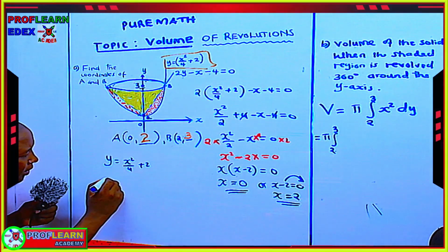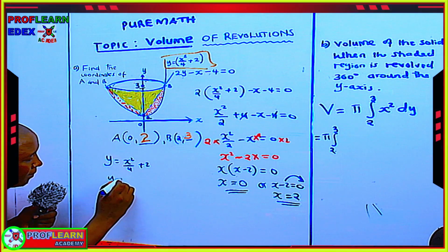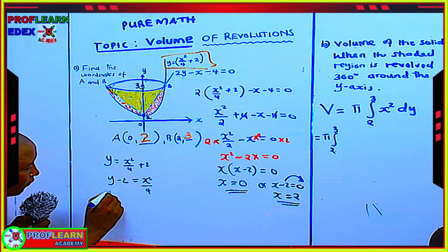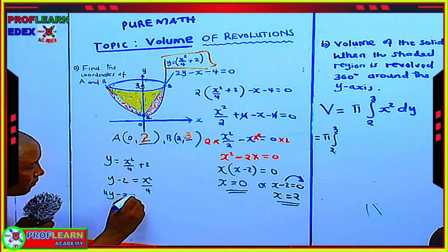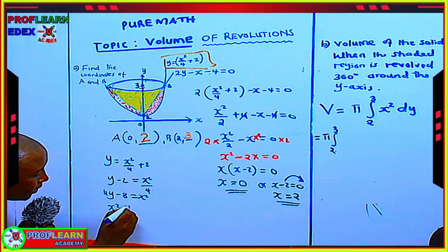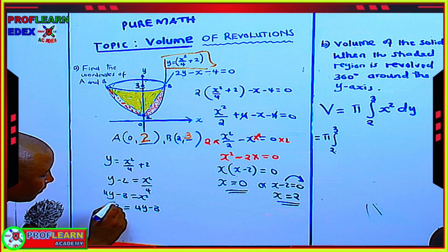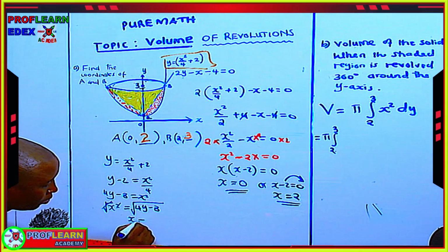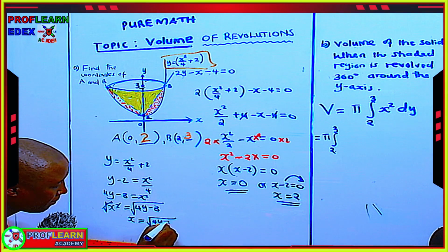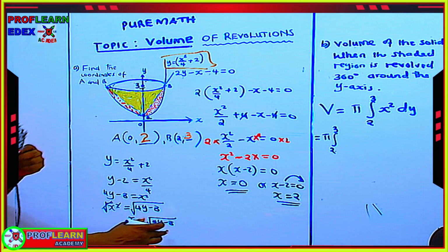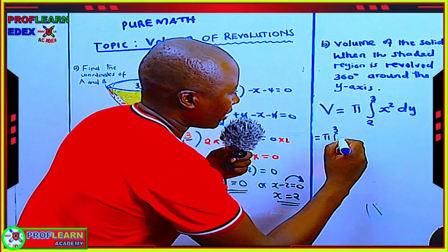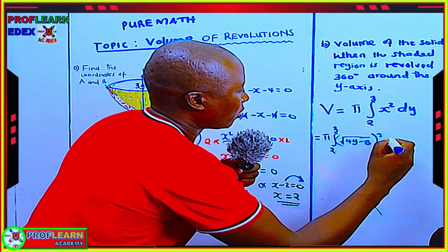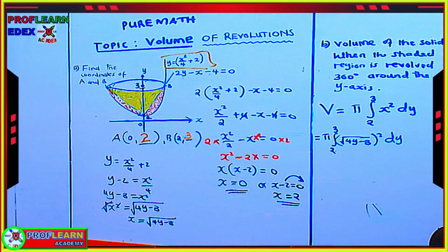So y minus 2 is equal to x squared over 4, times 4 all through. We are going to have 4y minus 8 is equal to x squared. So x squared is equal to 4y minus 8. Then we find the square root both sides, and the square root and the square cancel. Our x is going to translate to the square root of 4y minus 8. So this is the value of x we are going to put here. We are going to say this is the square root of 4y minus 8, squared with respect to y.